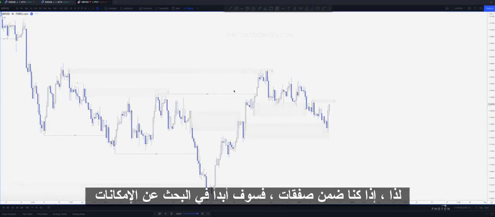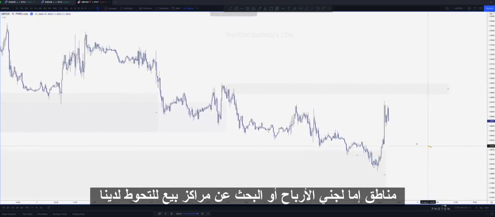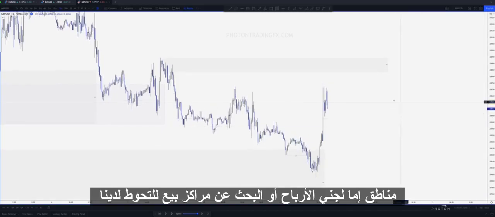So if we are within trades, we're going to start to look for potential areas to either take profits or look for short positions to hedge our long position.